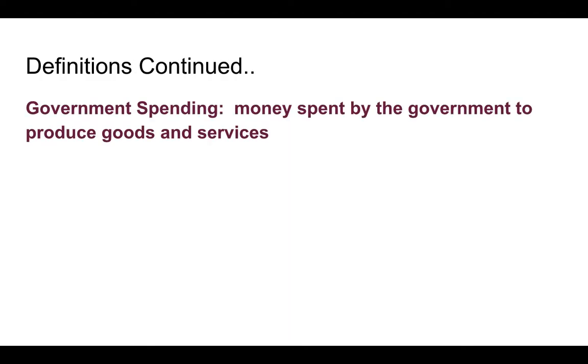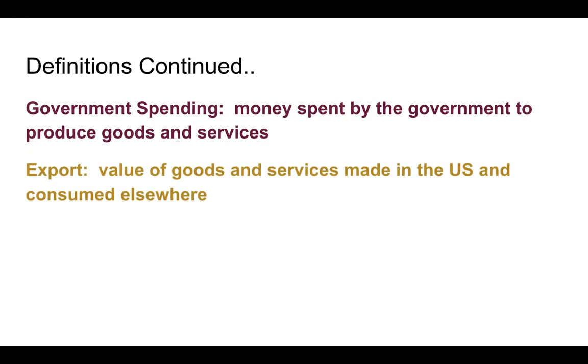Government spending. So that's, I feel like, the most straightforward of all these definitions. It's how much money does the government spend on goods and services? If you can think of any examples of things the government spends money on, that might be helpful. So any government employee, right, they're being paid by the government. That's a government expenditure, so that counts into GDP.